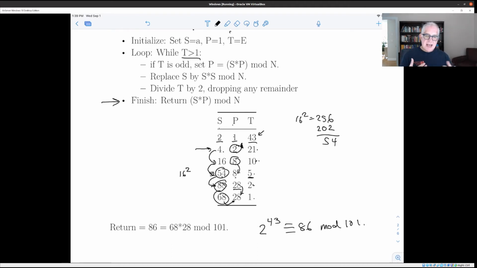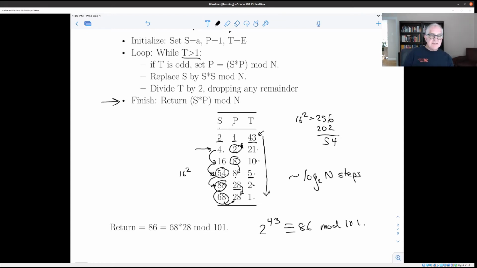Now, how long does this algorithm take in general? Well, the number of rows in this table is the number of times you can divide your exponent by 2 until you get to 1. Another way to think about it is it's the largest power of 2 that's in the exponent. And yet another way to think about it is this takes log base 2 of e steps, more or less.